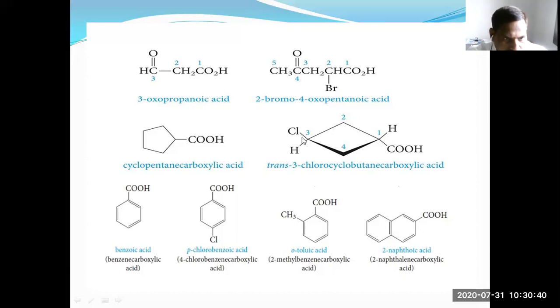This is a Cl attached opposite to the carboxylic acid of the cyclic ring. That's why it is trans-3-chlorocyclobutane carboxylic acid.